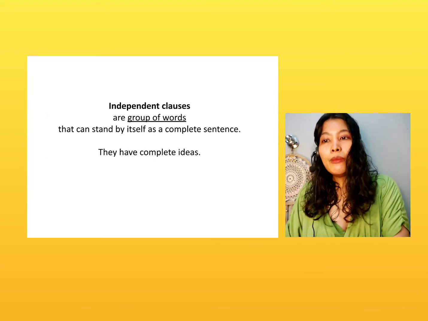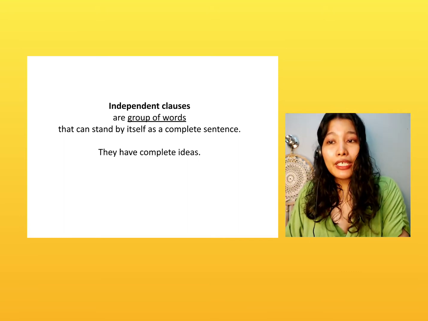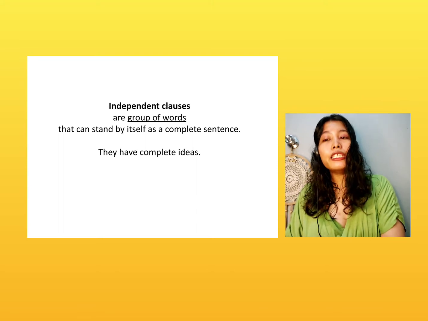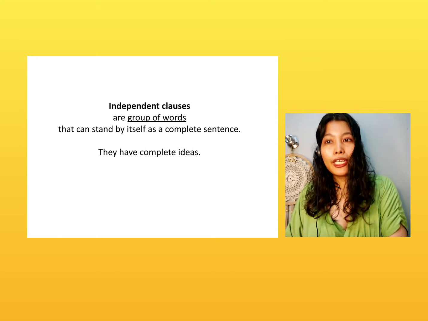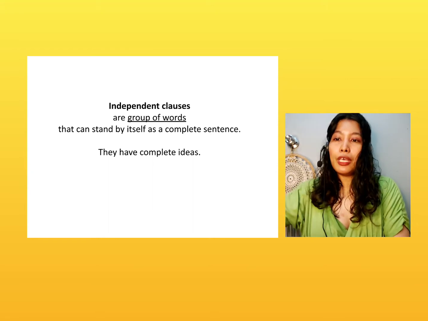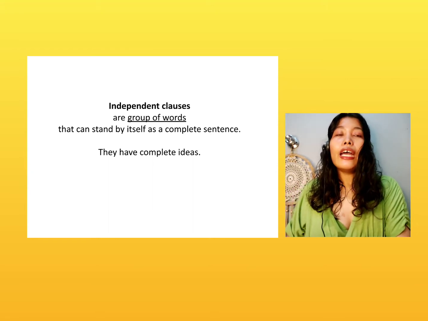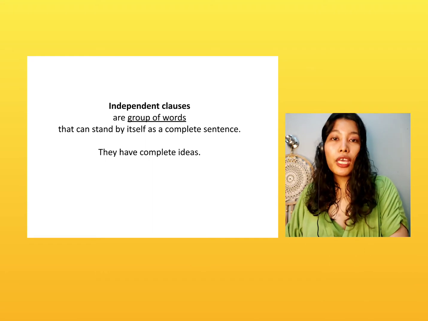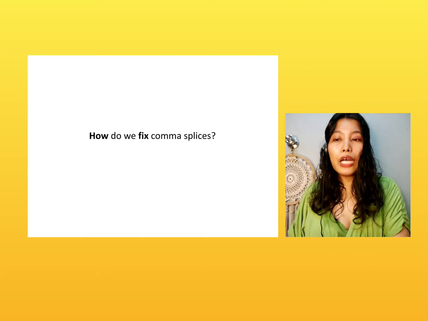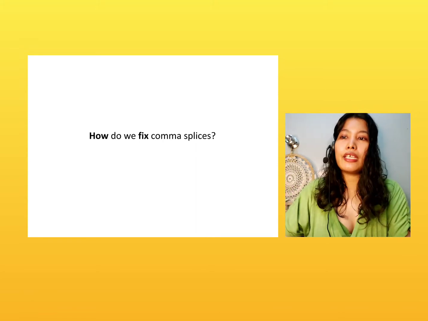Remember that independent clauses are groups of words that can stand by themselves as a complete sentence. They have complete ideas. And so therefore, a comma is not the correct punctuation because a comma is not strong enough to end a sentence. So how do we fix comma splices?